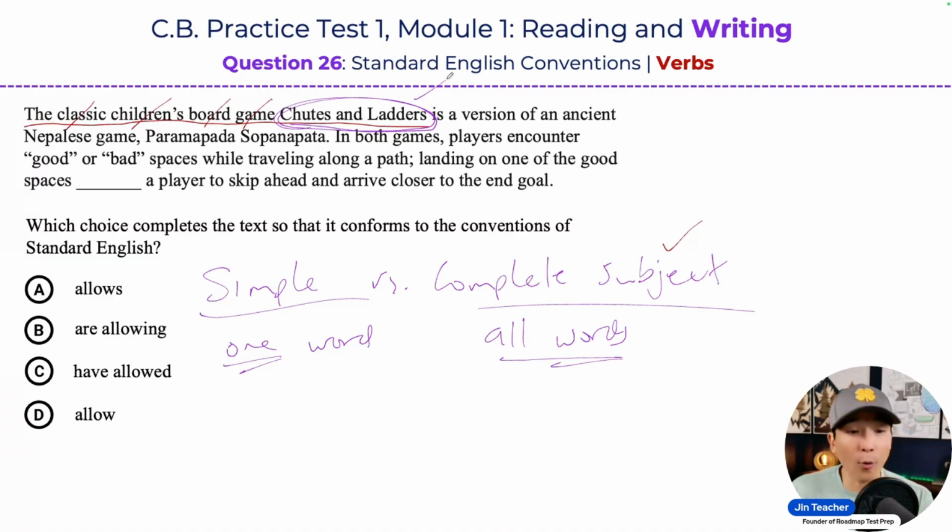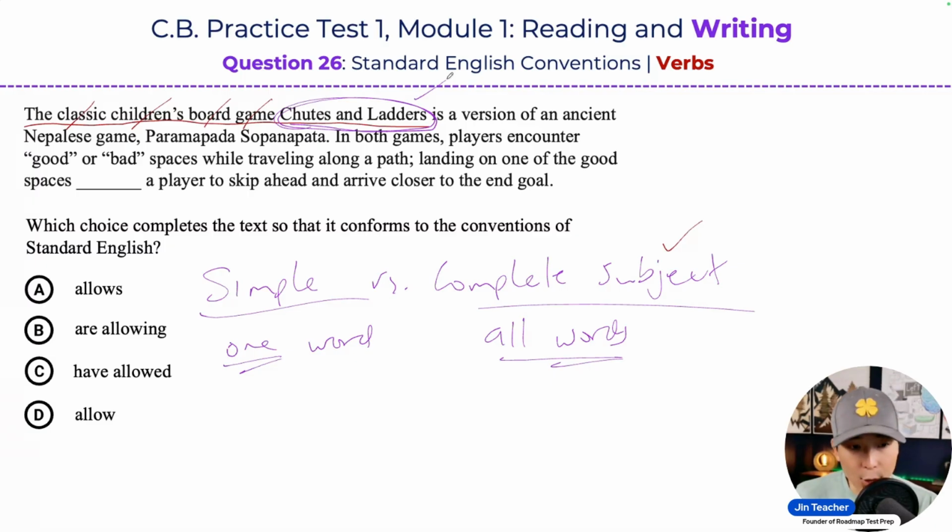This is why it's important to understand this concept, to learn this concept now, and we'll go through some exercises to help you identify the simple subject from the complete subject, okay? So once you've identified the simple subject, after you identify it, you ask yourself, well, is this subject singular or plural?